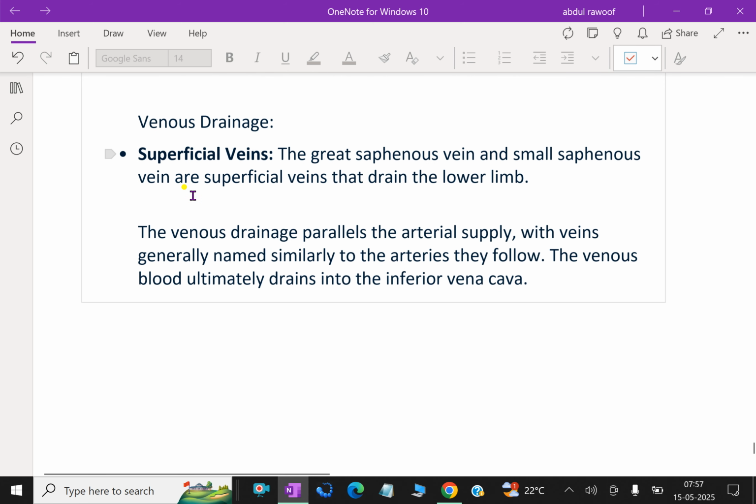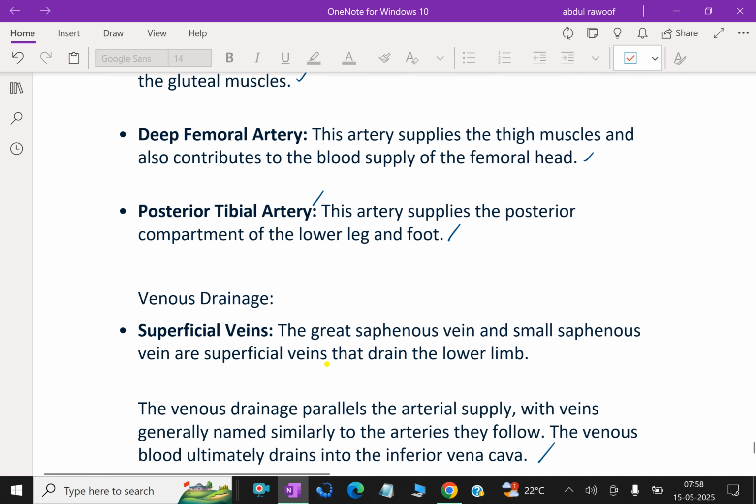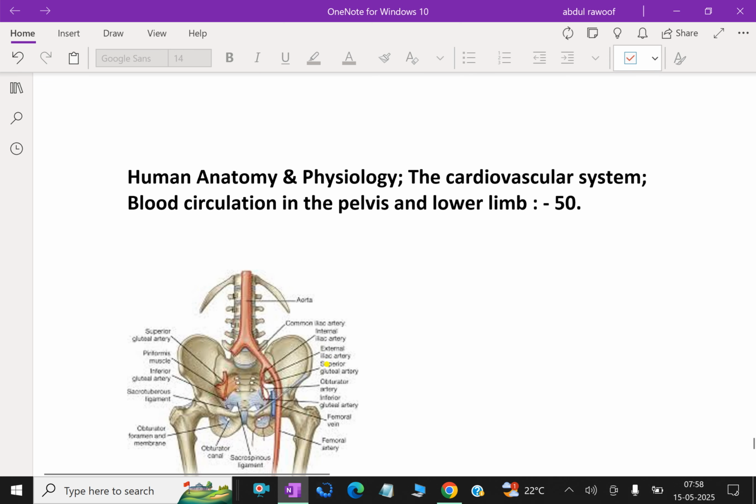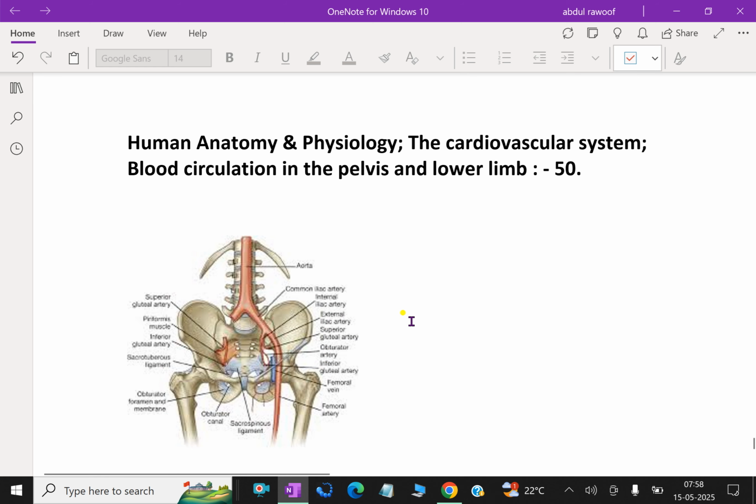Venous drainage. Superficial veins. The great saphenous vein and small saphenous vein are superficial veins that drain the lower limb. The venous drainage parallels the arterial supply, with veins generally named similarly to the arteries they follow. The venous blood ultimately drains into the inferior vena cava. So far we discussed blood supply and blood circulation in the pelvis and lower limb.